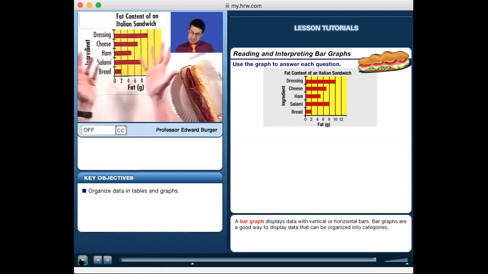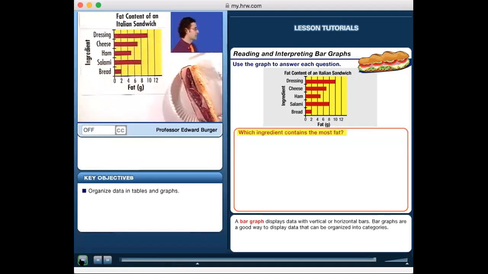So now you can sort of see things from the data, and you can actually answer various questions. Let's take out some of these questions. So the first question is, which ingredient contains the most fat? Well, that question is basically saying, which ingredient has the most fat, well, the highest number, or the most red, which plainly is the dressing. That's the biggest fat content is the dressing.